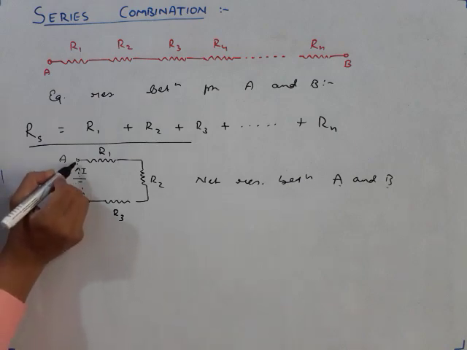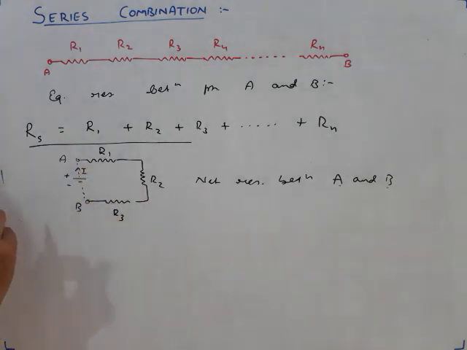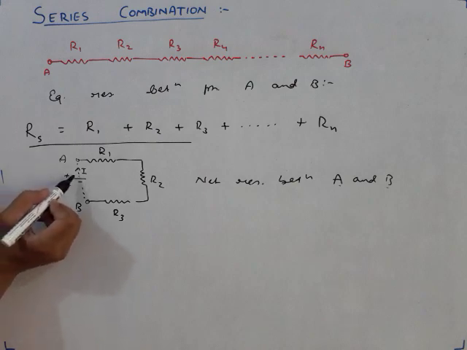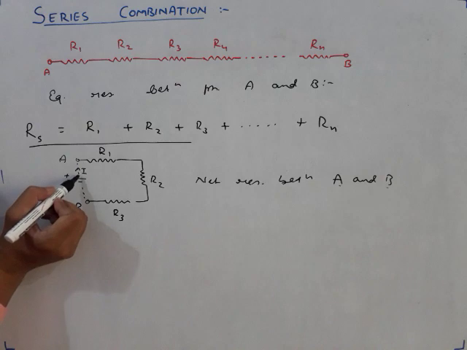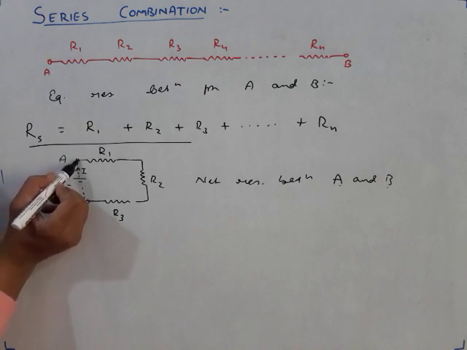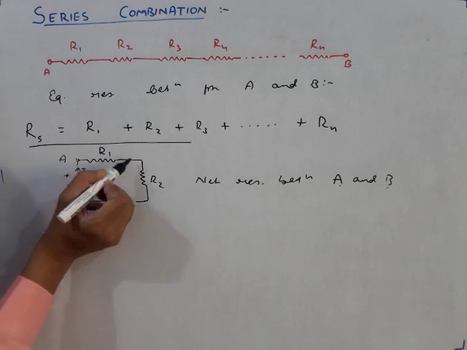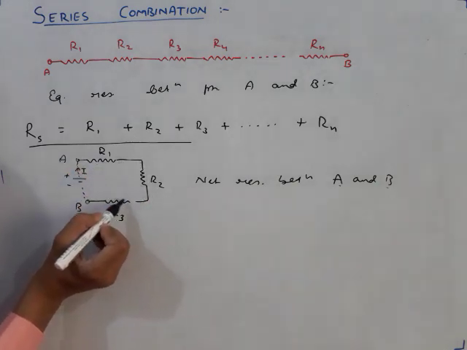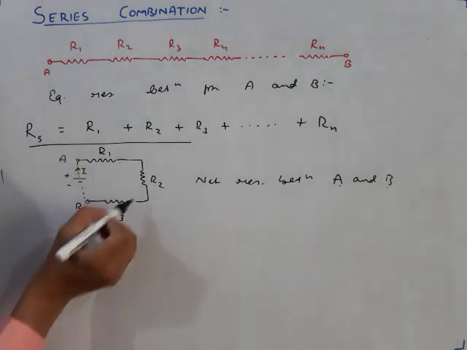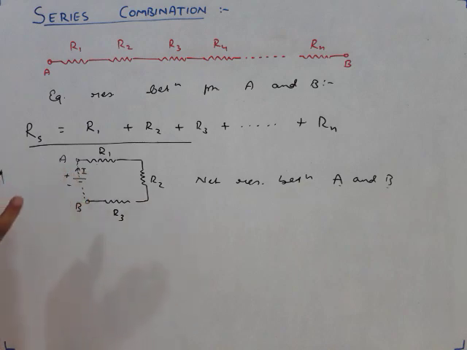Now, do you think there is any alternative path or there is only one path? What do you think? Of course, one path. There is no choice for the current. If this current I is flowing, the charges are flowing, then it has to flow through this path and this path. There is only one path. That is the criteria for series combination.